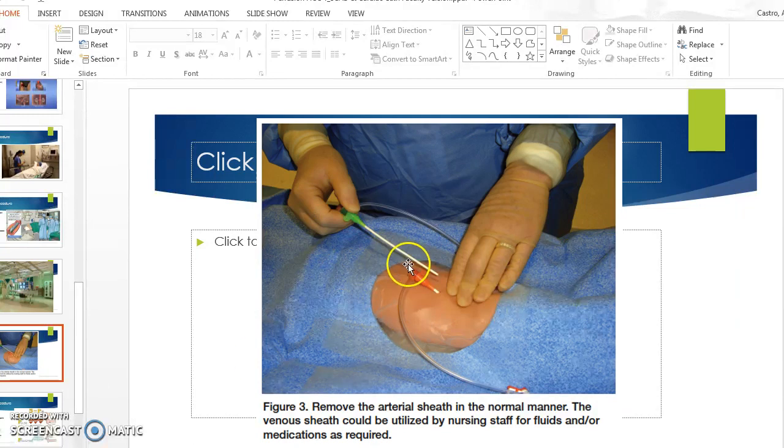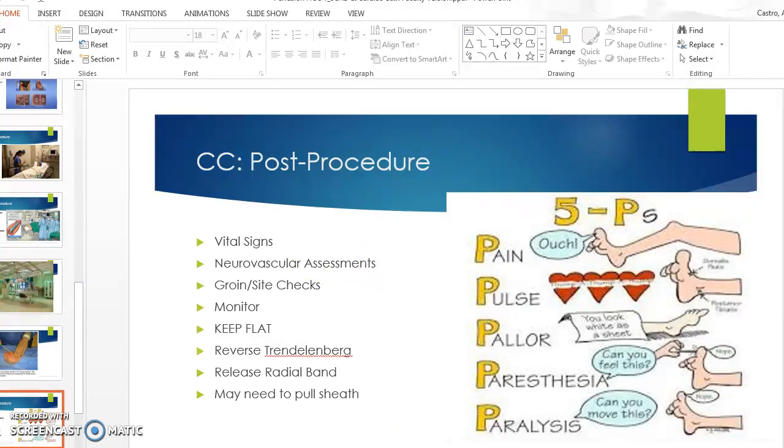So after the procedure, this one shows that they are removing an arterial sheath, which is this green one here, and the color just depends on the brand. So they must have been doing a right and left heart cath on this patient, because they removed the arterial sheath there. What was the point I was going to make here?